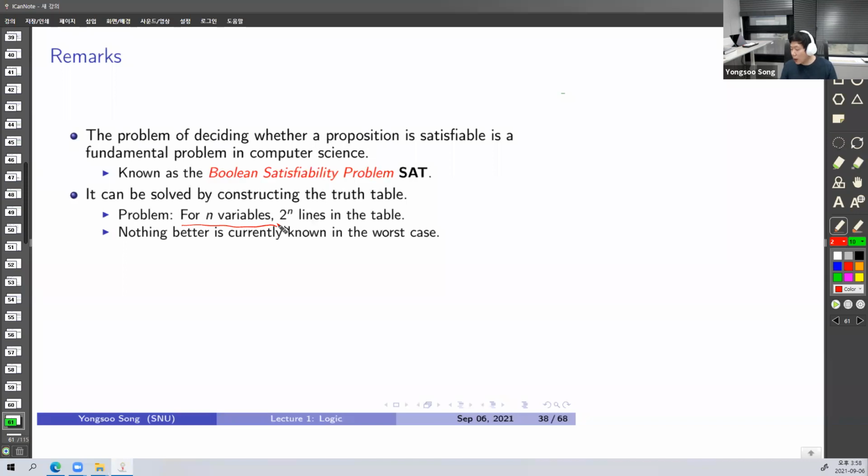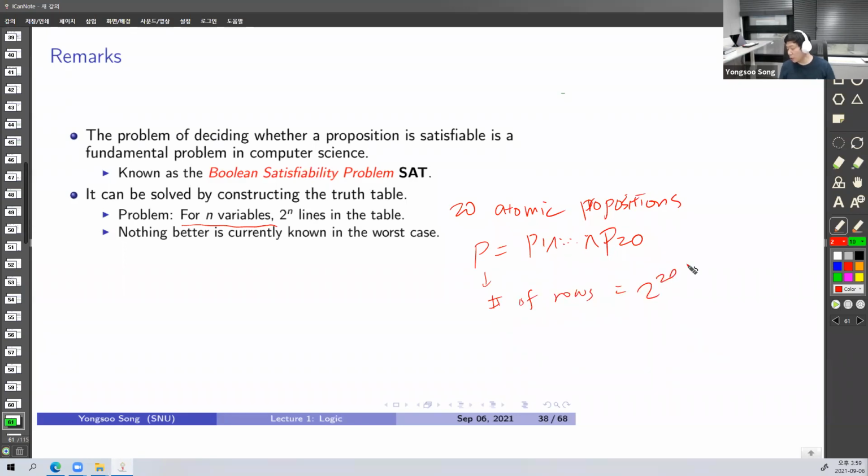So meaning that if your compound proposition has 20 atomic propositions, P1 to P20, if you somehow build a proposition P using these 20 propositions, then the number of rows in the truth table of P would be 2 to the power of 20, which is even larger than 1 million. So it's a huge size.